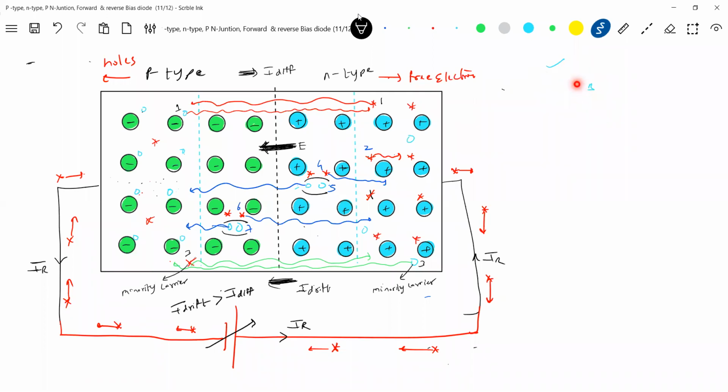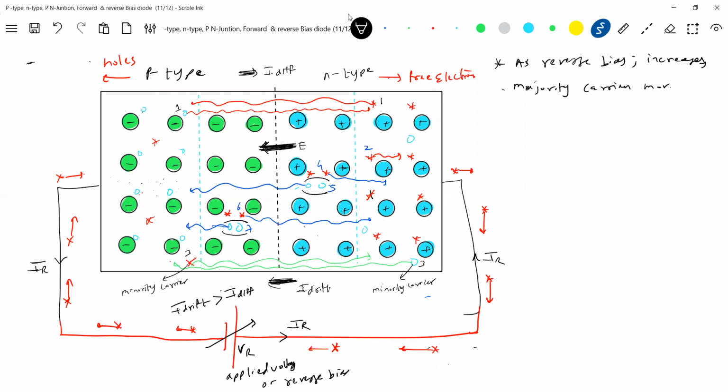Now we'll summarize things. The first thing is the bias. This is called the applied voltage or bias, VR or reverse bias. As reverse bias increases, majority carriers move away from the junction.